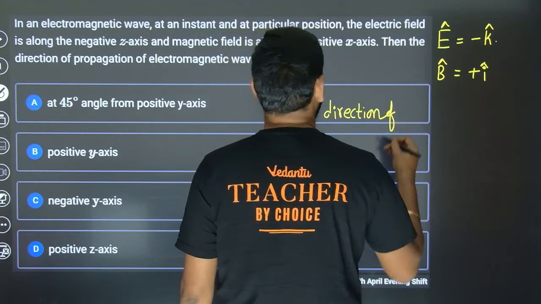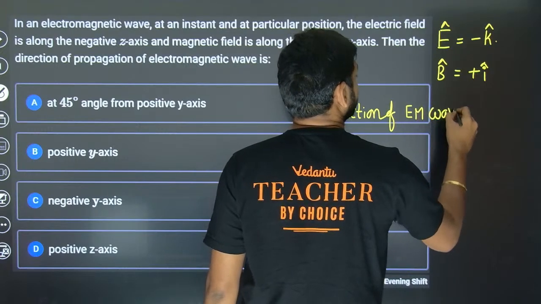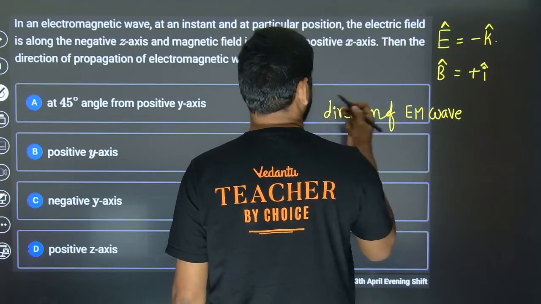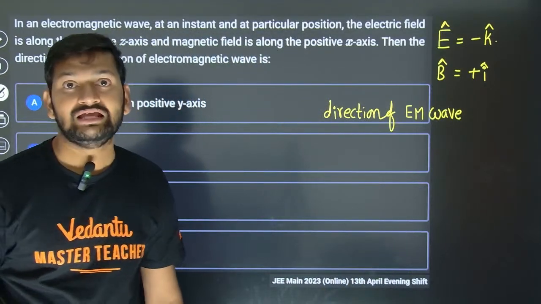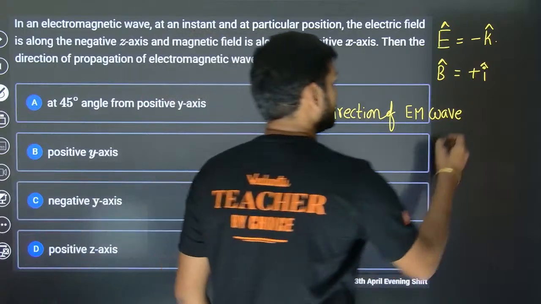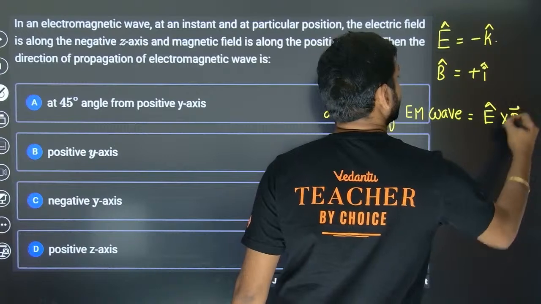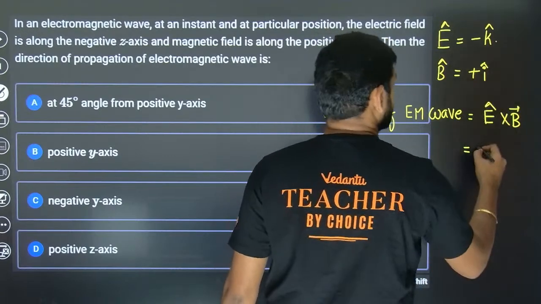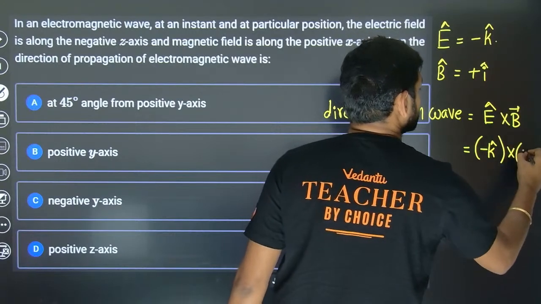If I talk about the direction of the electromagnetic wave, it is going to be given by what? E cross B, right? E cross B, right? So we need the direction. So this is minus k and B is i.